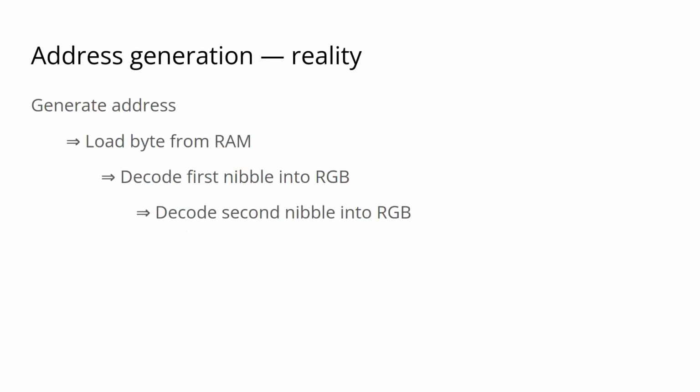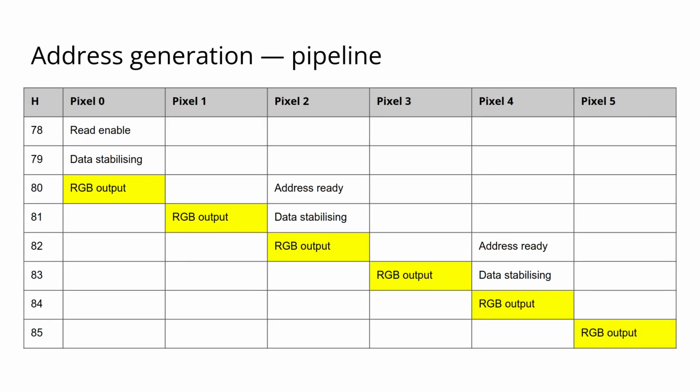However, this needs some adjustment. There's a pipeline of work to be done. The address is generated and provided to the RAM chip, which provides the output, and that has to be decoded twice, once for each pixel in the byte. I've tried to show the pipeline in a table here. See how work has to start before the RGB values are being sent to the monitor.